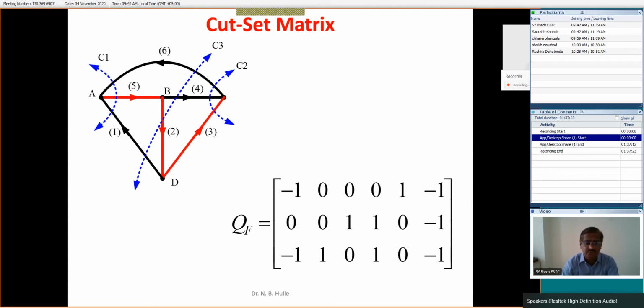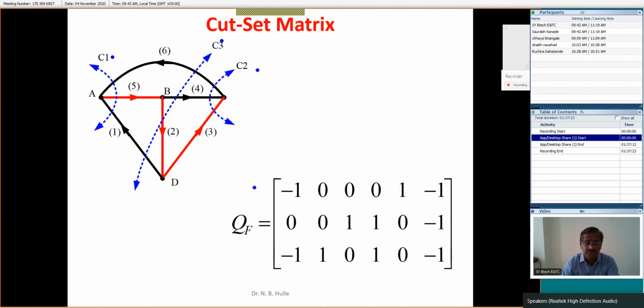What have I taken? This is the selected graph. In this graph, this is the 1st branch, the 2nd branch, and this is the 3rd branch. These are the 3 tree branches. Then how will the cut sets be? I will take this branch. This is the first cut set. I will take this branch. This is the second cut set. I will take this tree branch. This is the 3rd cut set. Here this is C1, I have named this C2, and this C3. How will the structure of this matrix be?